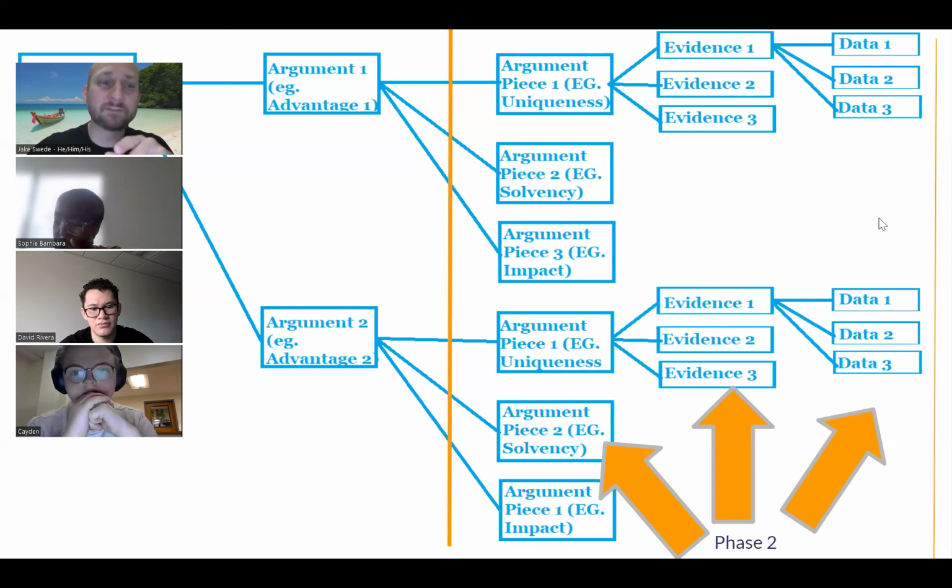And for different types of debate, this is going to look a little different. So for example, in EA, we don't use uniqueness, solvency, and impact, right?